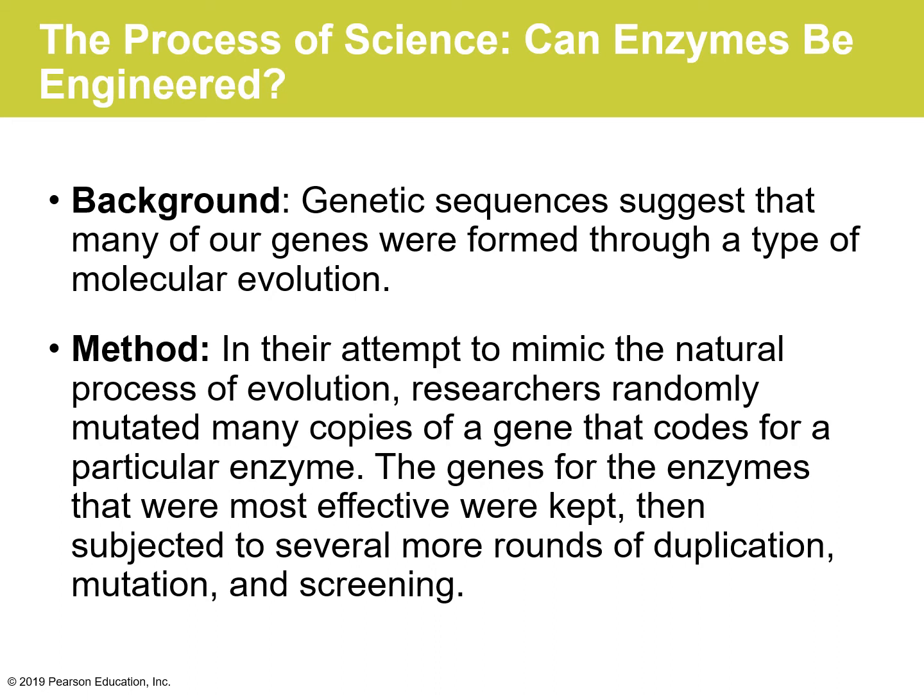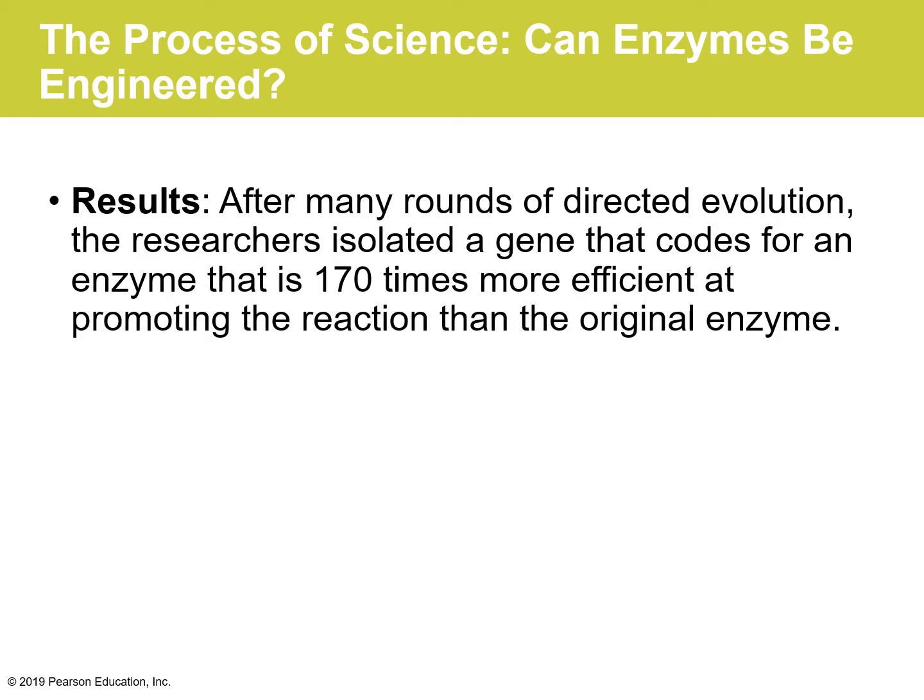Scientists mutated many copies of a gene that codes for a particular enzyme. The genes for the enzymes that were most effective were kept, then subjected to more rounds of duplication, mutation, and screening. After many rounds, scientists were able to isolate a gene that codes for an enzyme which is 170 times more efficient at promoting the reaction than the original enzyme.